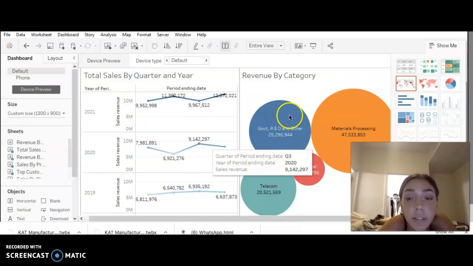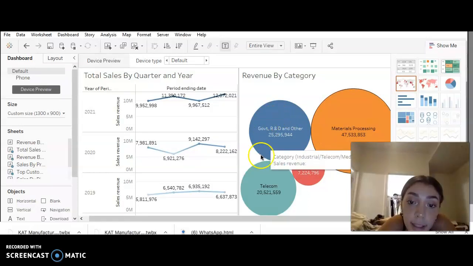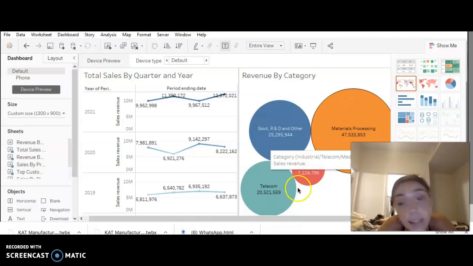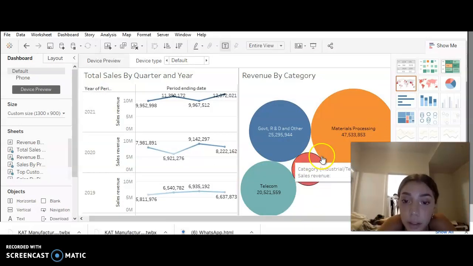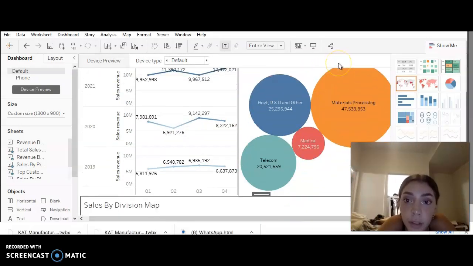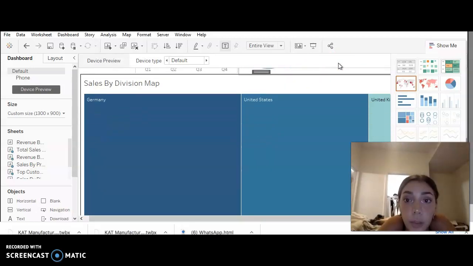Then on the graphic that we can find on the right, we compare the revenue by category. The biggest one, the higher one in sales, is materials processing, with 47,533,853. Then, for example, the lower one, the one that has less sales, is the medical one. Here you can see it.